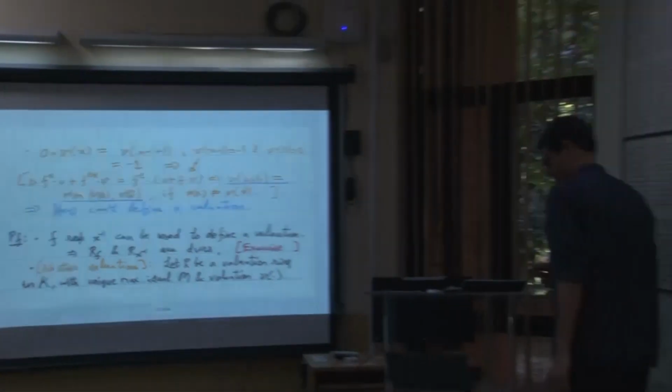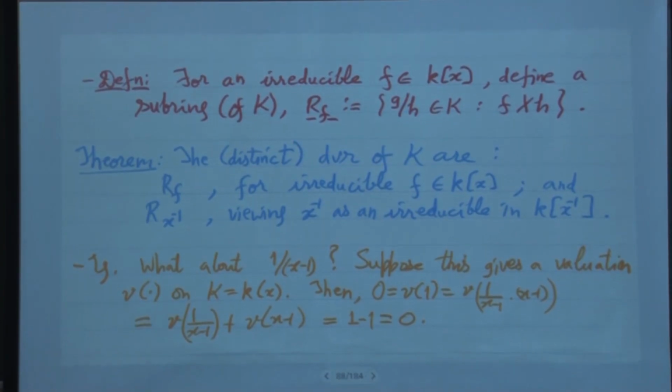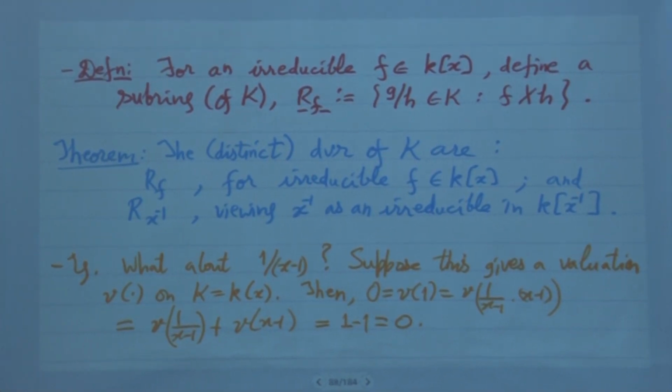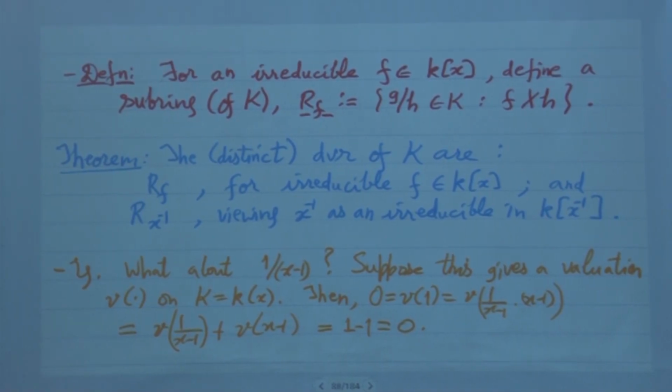Yeah, let me do that separately. That's a good point. It's actually not ruling out valuation. It's just saying that valuations either come from an actual point or from the point at infinity. Everything else gives you one of these. Any other question?